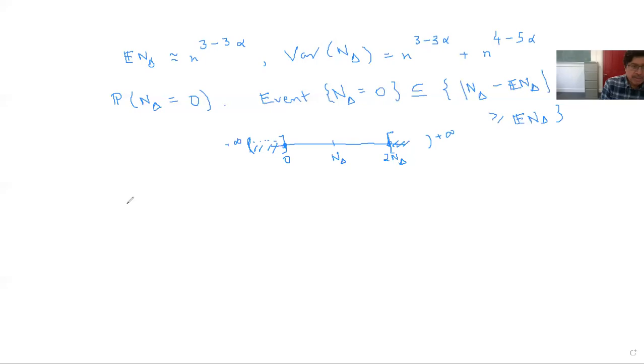So the probability that the number of triangles is 0 is bounded above by the probability that the number of triangles deviates from its mean by at least the mean.